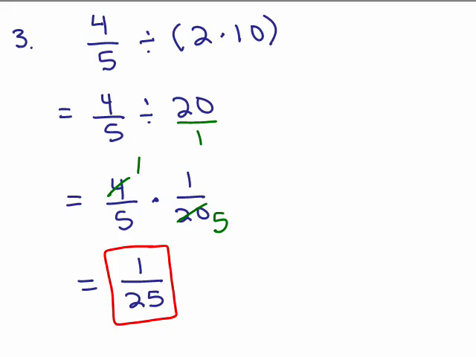1/25. Now, if you did not reduce it first, cancel it, if you wrote 4 times 1 and then 5 times 20 is 4 over 100, you would have to reduce that, and you should still get 1/25. So that's number 3. Let's go on to number 4.